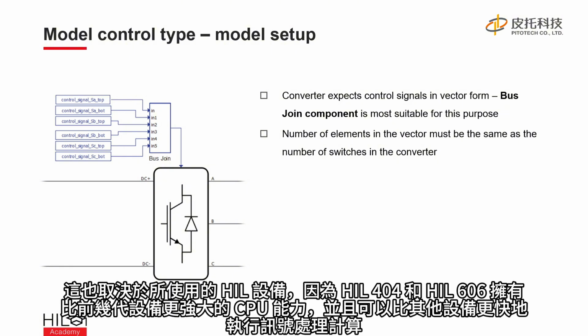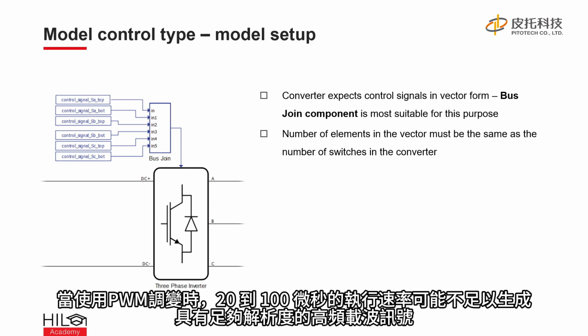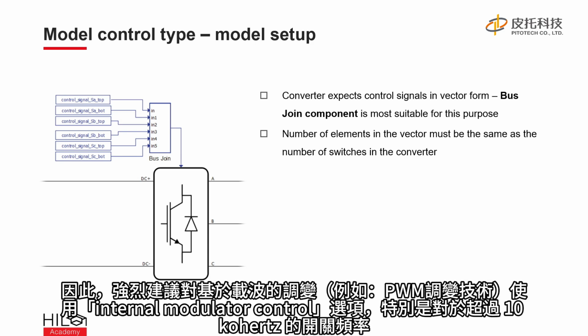This also depends on the HIL device used, since the HIL 404 and HIL 606 have greater CPU capabilities than devices from previous generations, and can perform signal processing computations much faster than other devices. When pulse width modulation is used, an execution rate of 20 to 100 microseconds may be insufficient to generate high-frequency carrier signals with adequate resolution. Therefore, it is highly recommended to use the internal modulator control option for carrier-based modulations such as the pulse width modulation technique, especially for switching frequencies over 10 kHz.